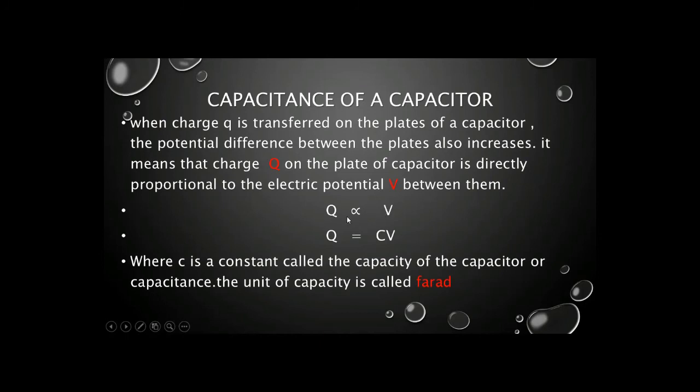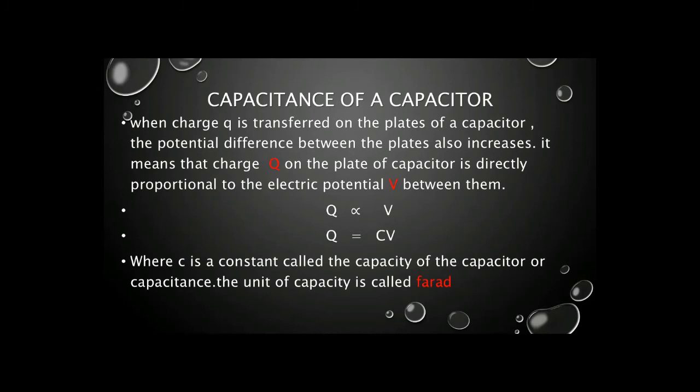And if we replace that directly proportional sign with an equals sign, we have to apply a constant, where C is a constant called the capacity of a capacitor or the capacitance. Okay, what do we call that constant? It is the capacity of a capacitor, or we can say capacitance. So these are the charges which are stored in a plate.